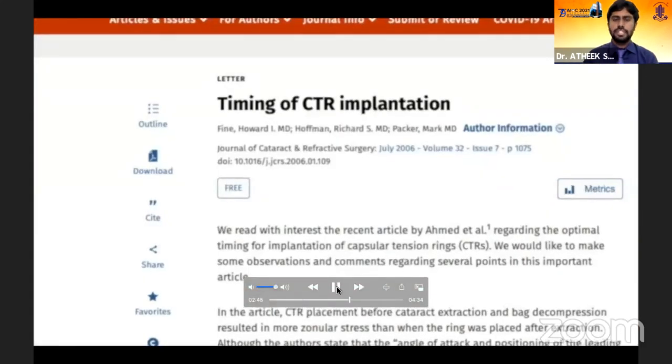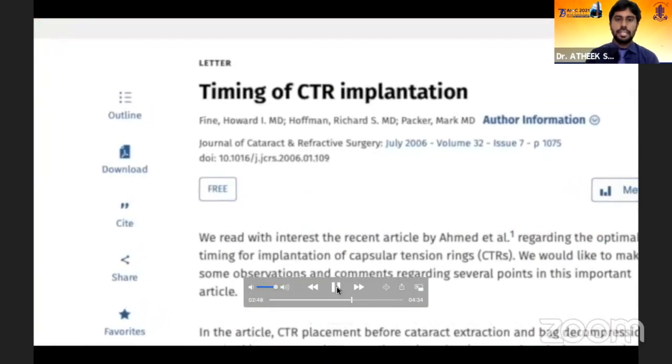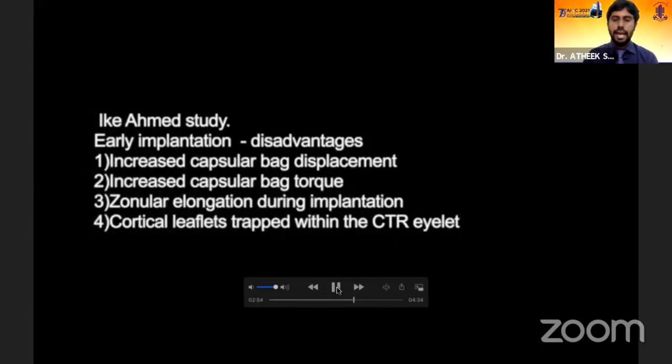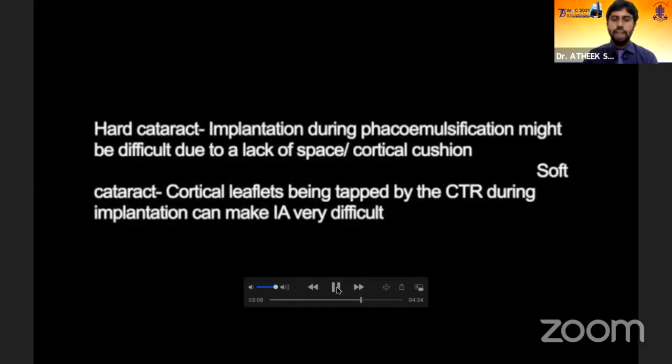And then placement of the CTR. There are several articles and talks on when and how to place the CTR. I personally feel comfortable placing the CTR as late as possible and as early as needed for that particular case. The reason being, visualization is quite difficult with a bulky nucleus in place. So I prefer to place a CTR after I finish my rhexis and my phaco.